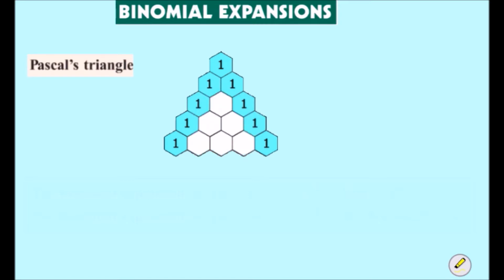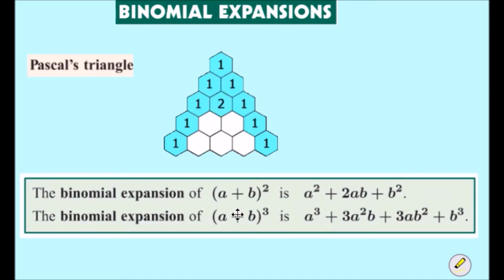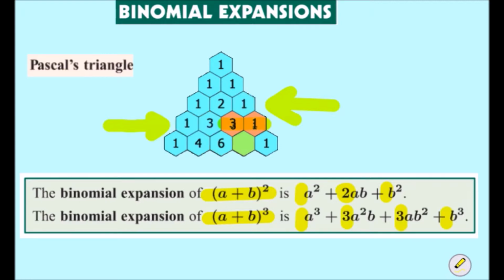So if we look at the expansion of (a plus b) squared, we look at the second row of Pascal's triangle here, and we've got the 1, the 2, and the 1 there. If we then look at the third row of Pascal's triangle here, and then the (a plus b) cubed expansion, we have 1, 3, 3 and 1, which come from those numbers there.